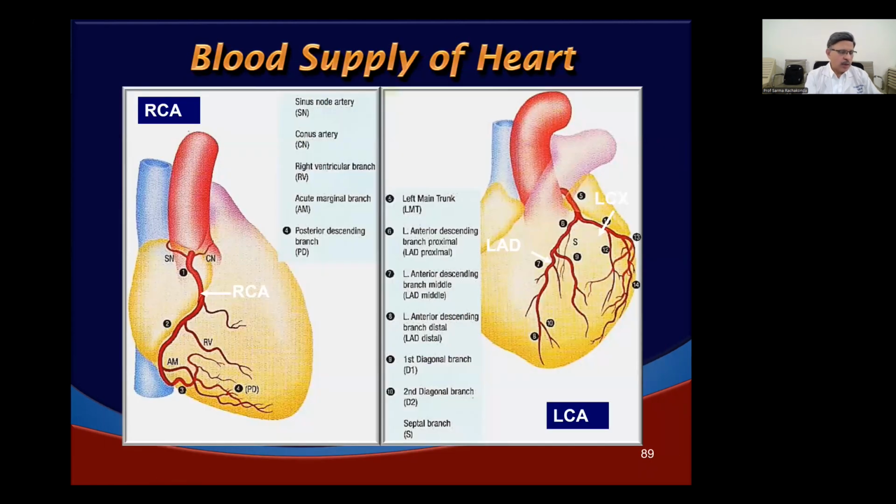You need to know a little bit about the coronary anatomy. So this is the right coronary artery, coming directly from the aorta. It has a right ventricular branch, anterior marginal branch, and posterior diagonal branches. The sinus node artery also comes from the right coronary artery. Whereas the left coronary artery bifurcates.